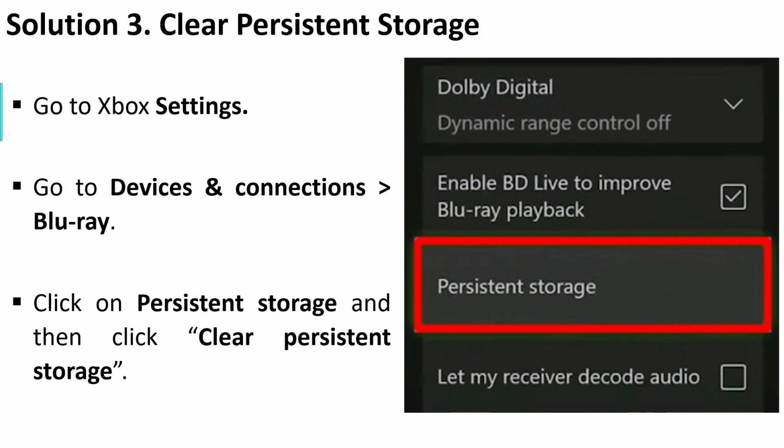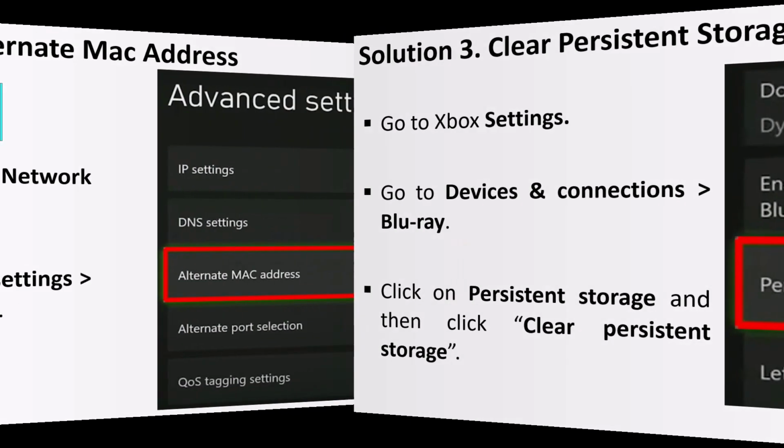Solution 3 is to clear persistent storage. Go to Xbox settings, go to devices and connections, Blu-ray, click on persistent storage and then click on clear persistent storage. Now if you don't see this feature in your Xbox, then skip this step.